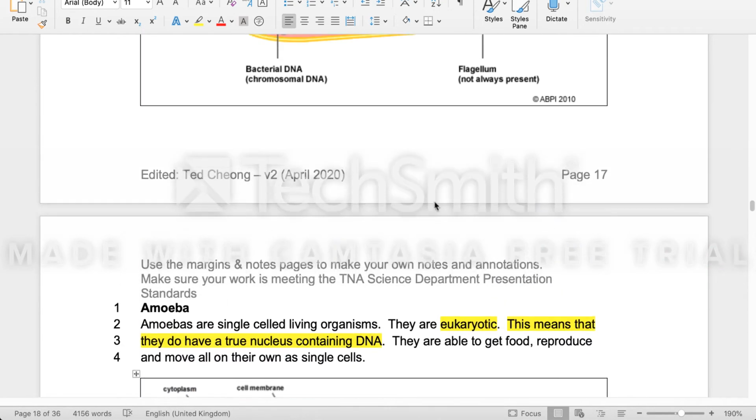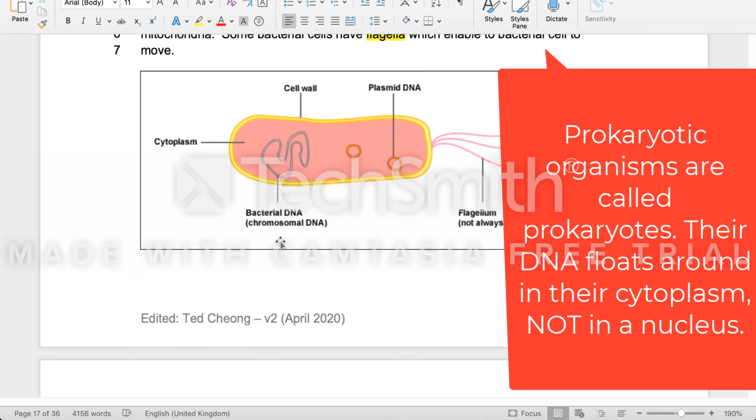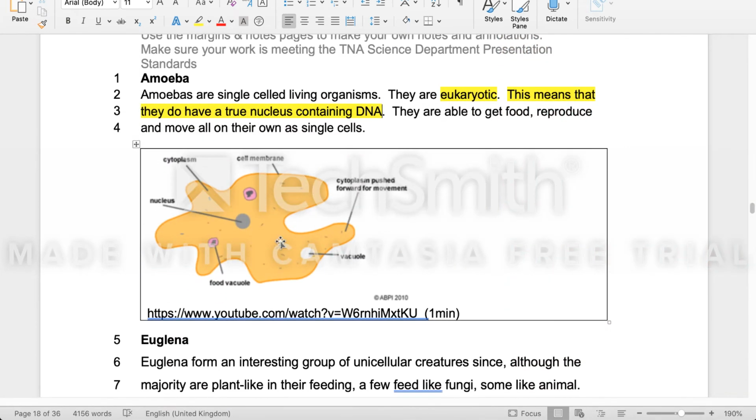But if you look at a bacteria cell, all the DNA is inside the cytoplasm. There's no nucleus here. So that's the major difference between prokaryotic and eukaryotic. Eukaryotic has a nucleus, and prokaryotic does not have a nucleus. And this means that most of the organisms that you know of are eukaryotes.